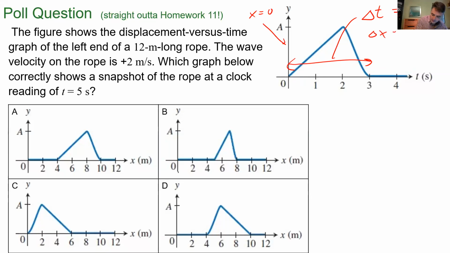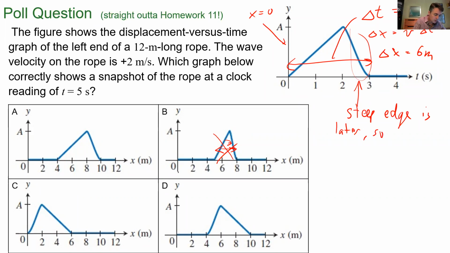And we know that delta x is equal to v times delta t, right? And we know that v is 2 meters per second, so delta x should be 6 meters. So you need one of these waves that's 6 meters long. This one's only 3 meters long, so that's not the right one. The rest of them I think are 6 meters long, so that's okay. This steep edge here is later in time on the clock, so it is the trailing edge. So the leading edge of the wave is the shallow one, and the trailing edge is the steep edge.